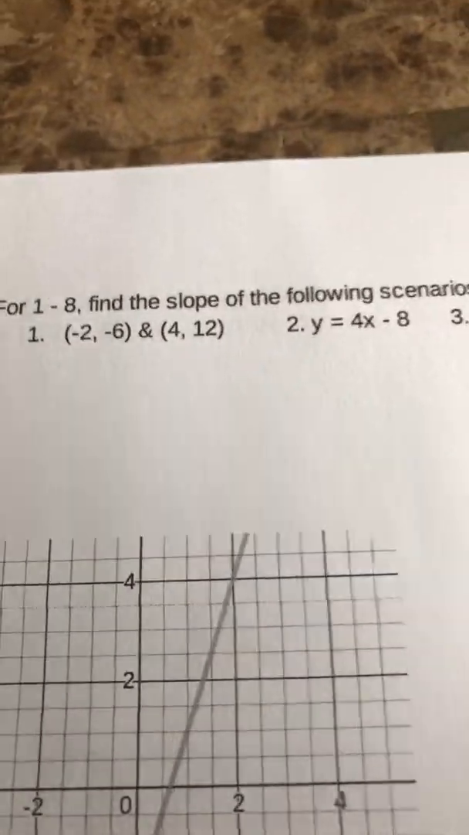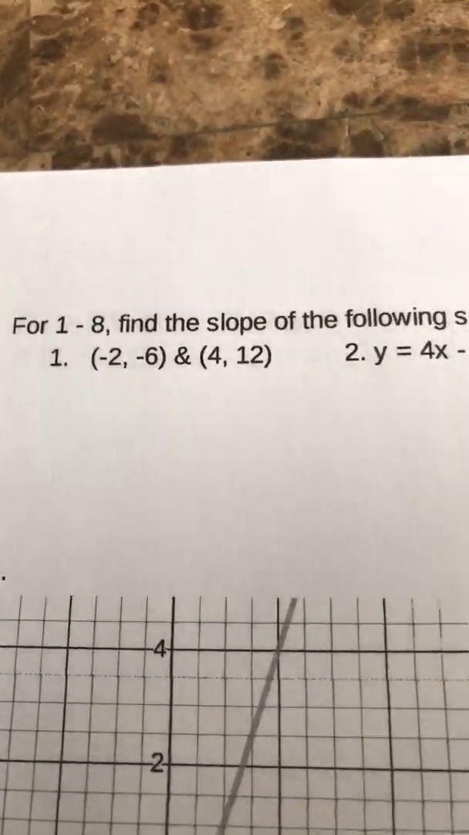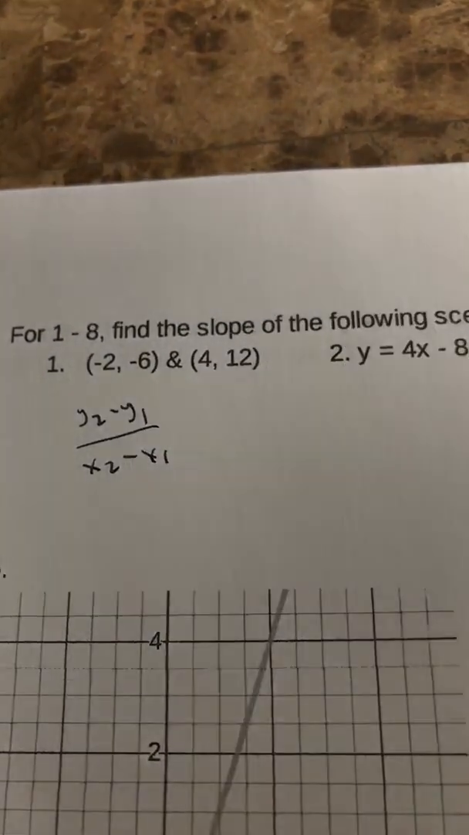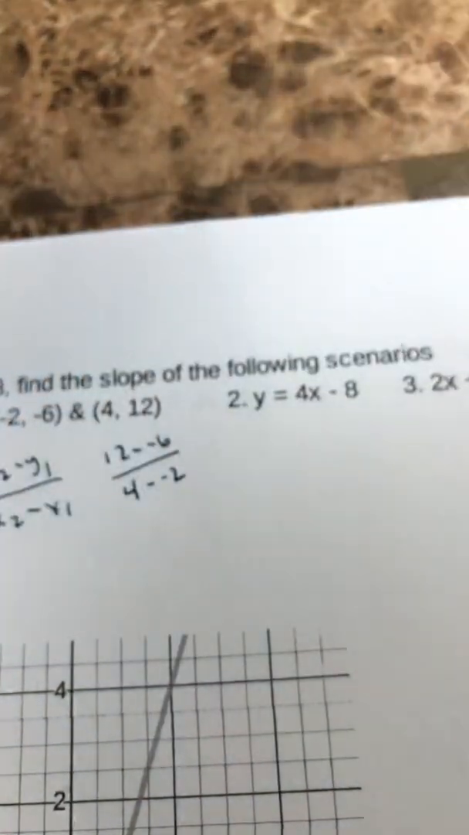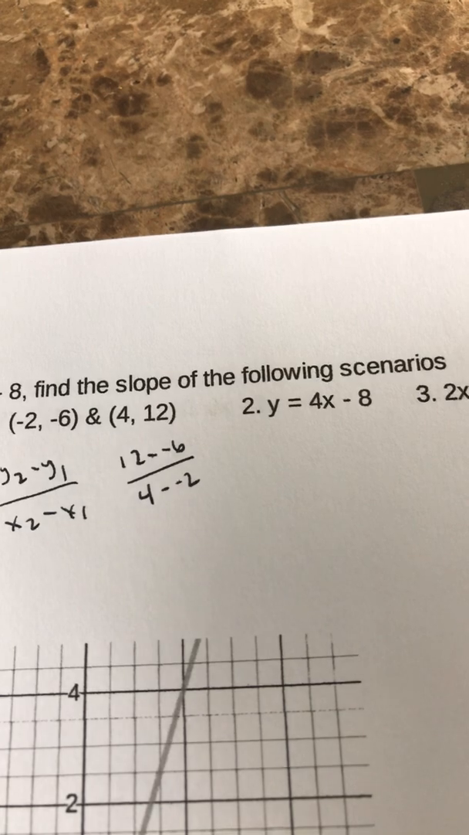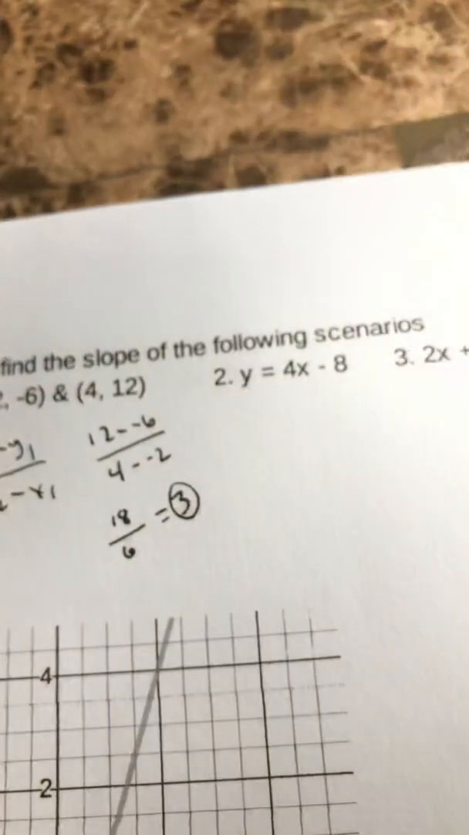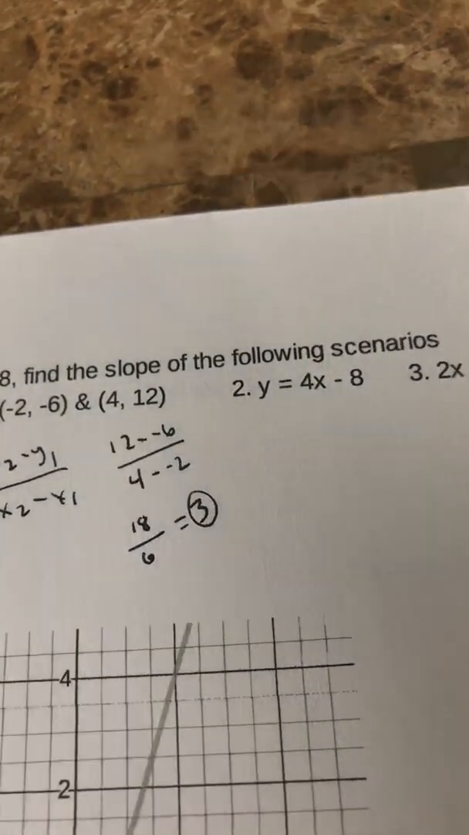So for number 1, to find the slope between 2 points, again, you're going to use your y2 minus y1 over x2 minus x1. And so again, whatever y you start with, so I'm going to start with the 12, I have to start with that point's x on the bottom. So here I get 12 minus a negative 6, which is like 12 plus 6, so 18. And then plus 6 on the bottom. So 18 divided by 6 is 3. So your answer for number 1 is 3.